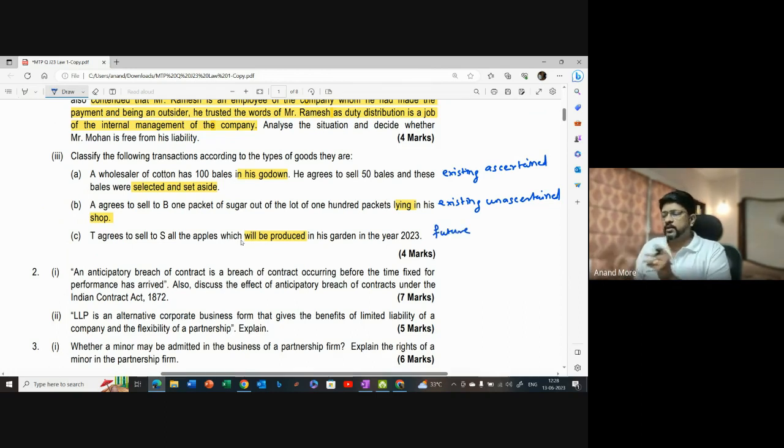What you're required to do is just specify that since the goods are lying in the godown, they are existing goods. Since they are already set aside and selected, that means they are ascertained goods. Therefore, the cotton bales transaction is of existing and ascertained goods. In case of question B, you should specify since the goods are lying in the shop, they are existing goods, but they are not yet ascertained. 1 of the packets of sugar out of the 100 packets are in question. Therefore, they are unascertained goods. So it is existing and unascertained goods. And in the third case, you can specify since the goods or apples are yet to be produced, they are future goods. That's what you are required to write.